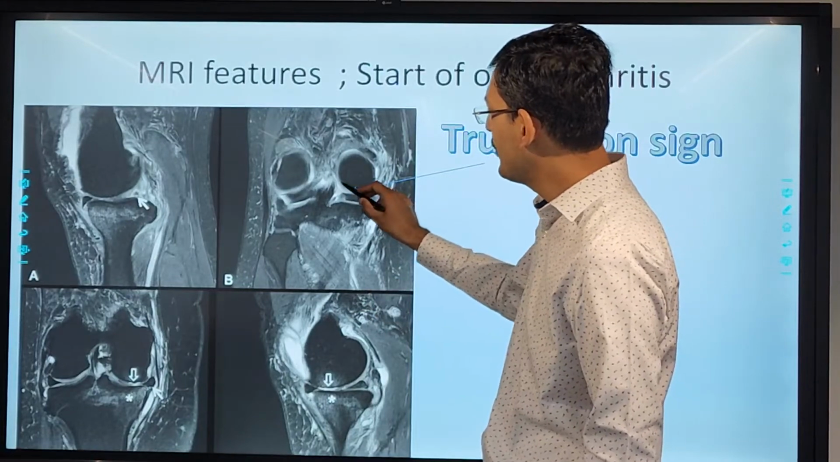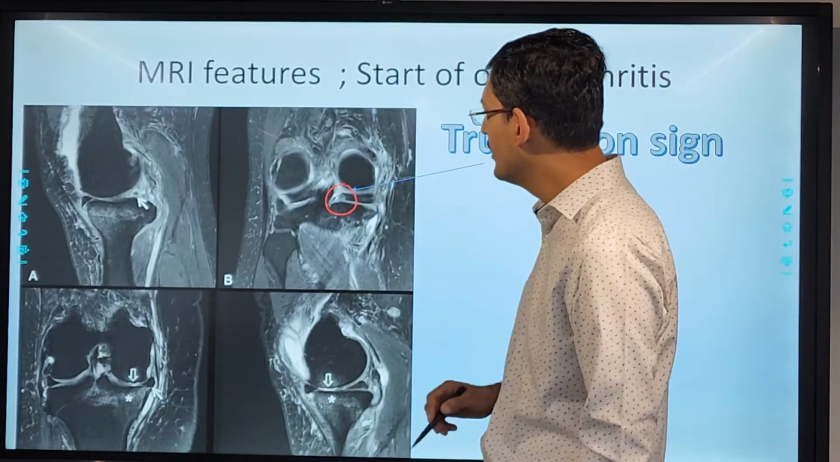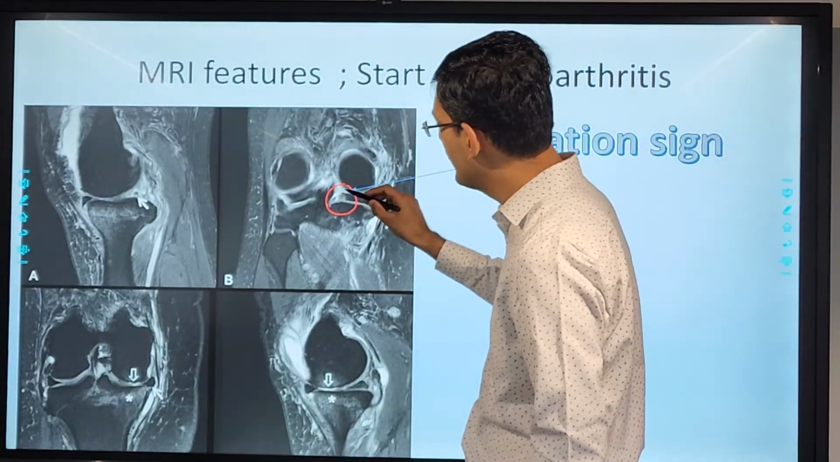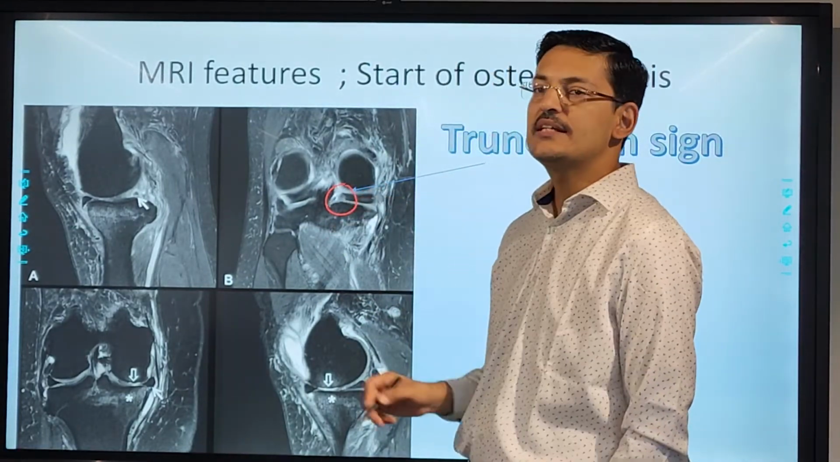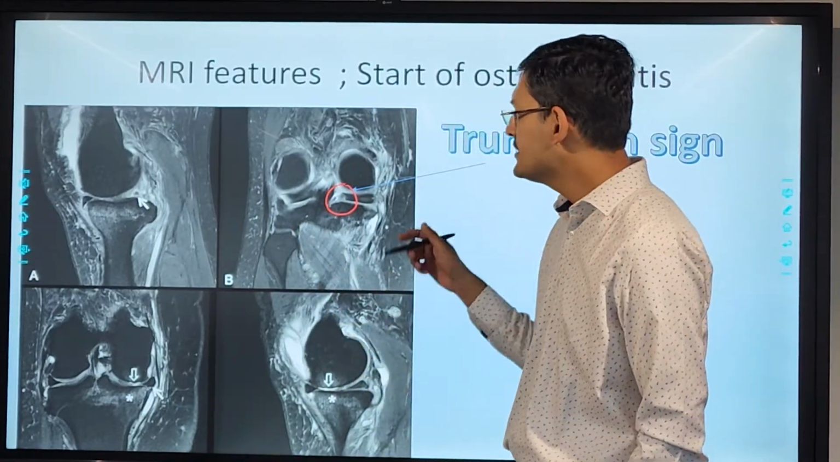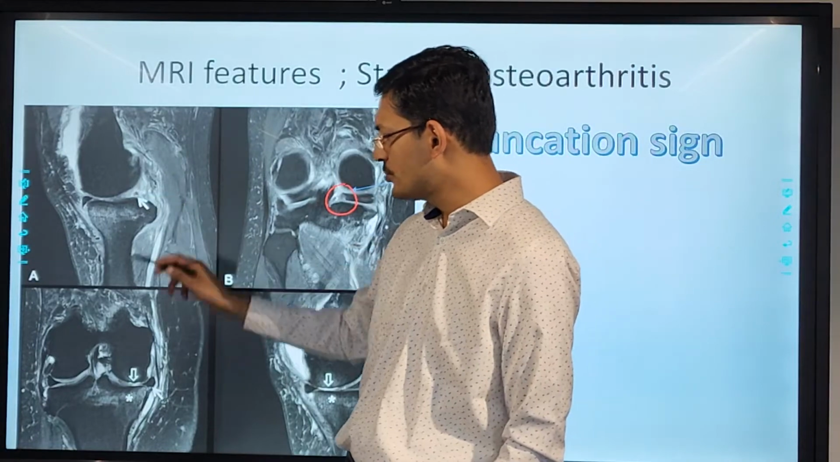Now again, this is a very important sign. This is called a truncation sign. Truncation sign is basically that this black line should extend from here to here, and if you see a white line here, this suggests that there is a cutoff at the level of the root, and this is suggestive of a root tear. This is again a ghost sign.